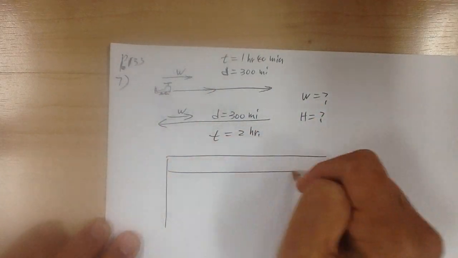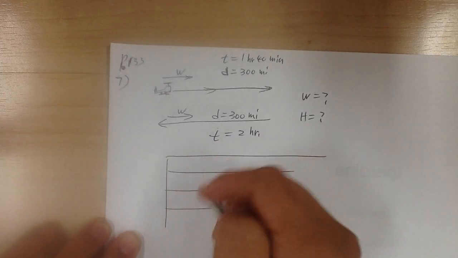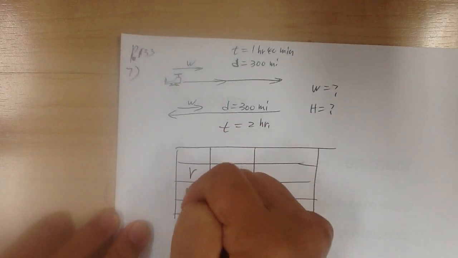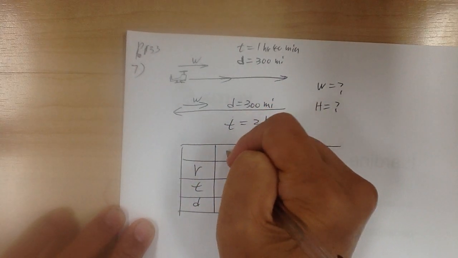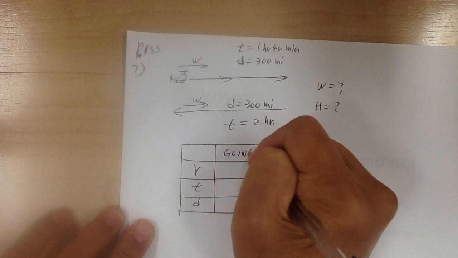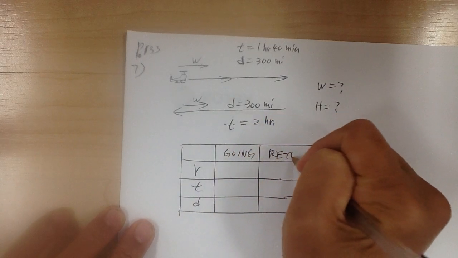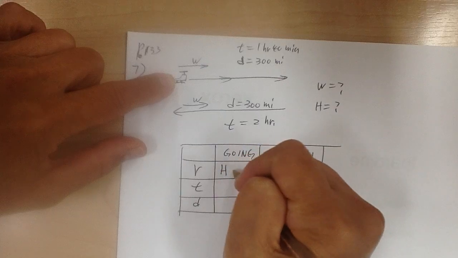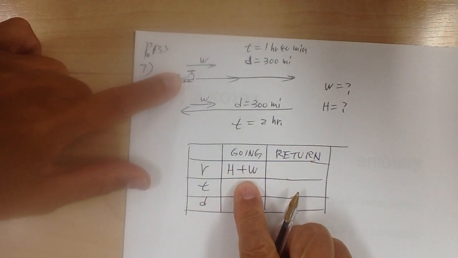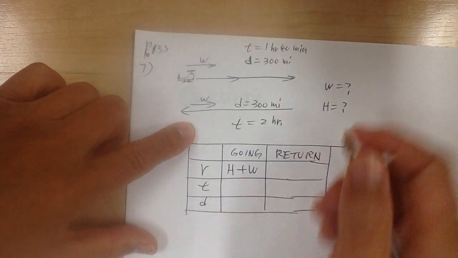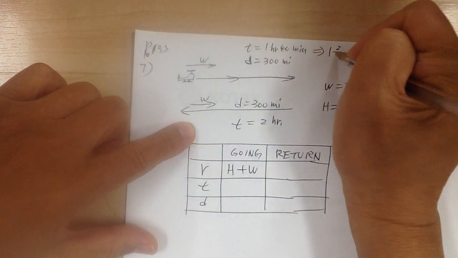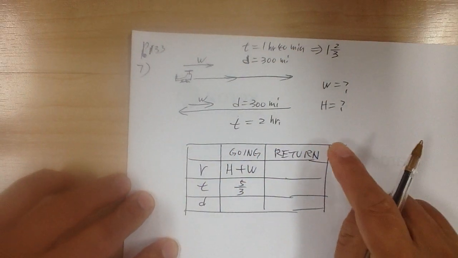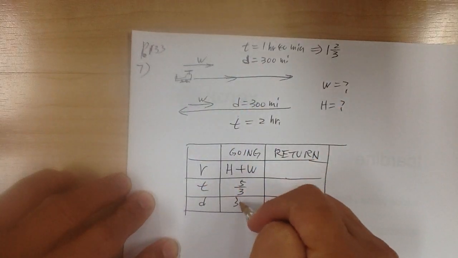Okay, so the motion problem. Again, r times time equals distance. This is going, and this is return. So going, the speed would be the speed of the helicopter plus the wind, because it's a tailwind, right? And the time is equal to 1 and 2/3 hours. So the time would be 5/3, and the distance is 300.